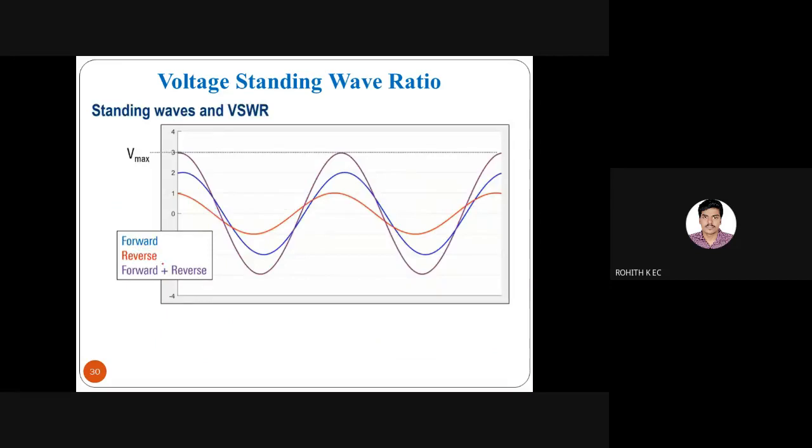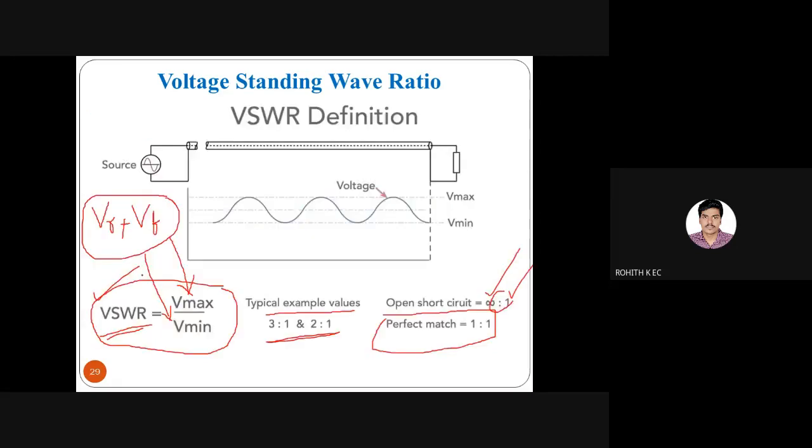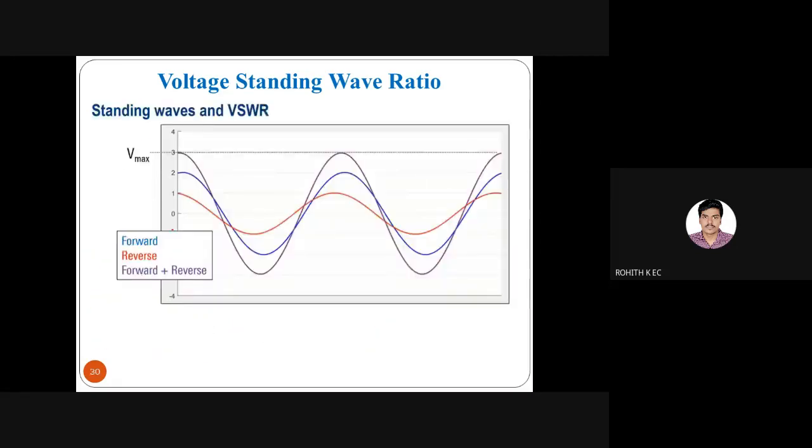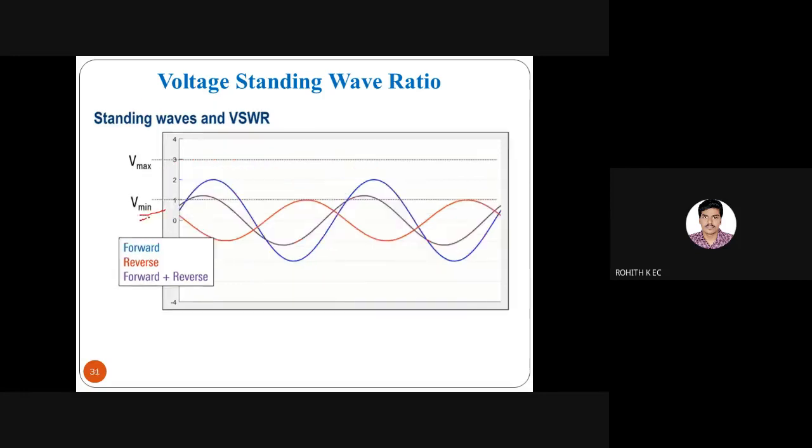Now, whatever I told you here, the same is shown in this figure. This is the forward wave, and this is the reverse wave, and this is the resultant wave or the standing wave. Here the maximum amplitude of the standing wave, Vmax, is equal to 3. Similarly, the minimum amplitude of the standing wave is 1. Therefore, what will be the value of VSWR?